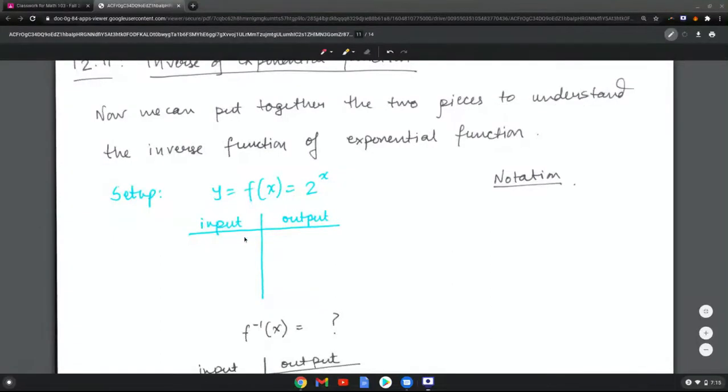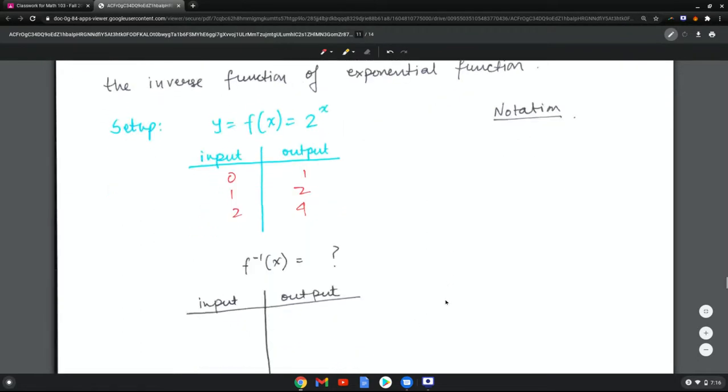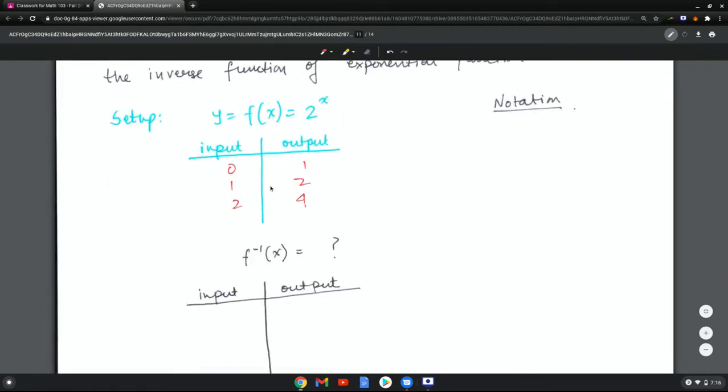Now remember the setup for inverse for exponential function. Let's say the input is 0, the output was 1. The input was 1, the output is 2, the input is 2, the output is 4. Now for f inverse x, we would expect the input output to switch. So when input is 1, the output should be 0. When input is 2, the output is 1. When input is 4, the output is 2.